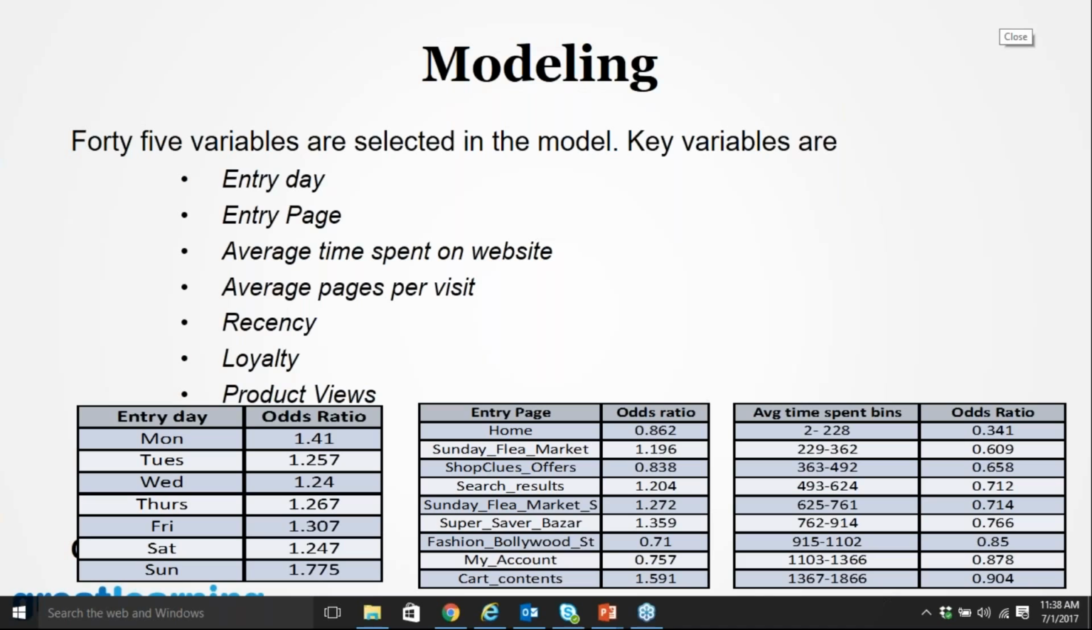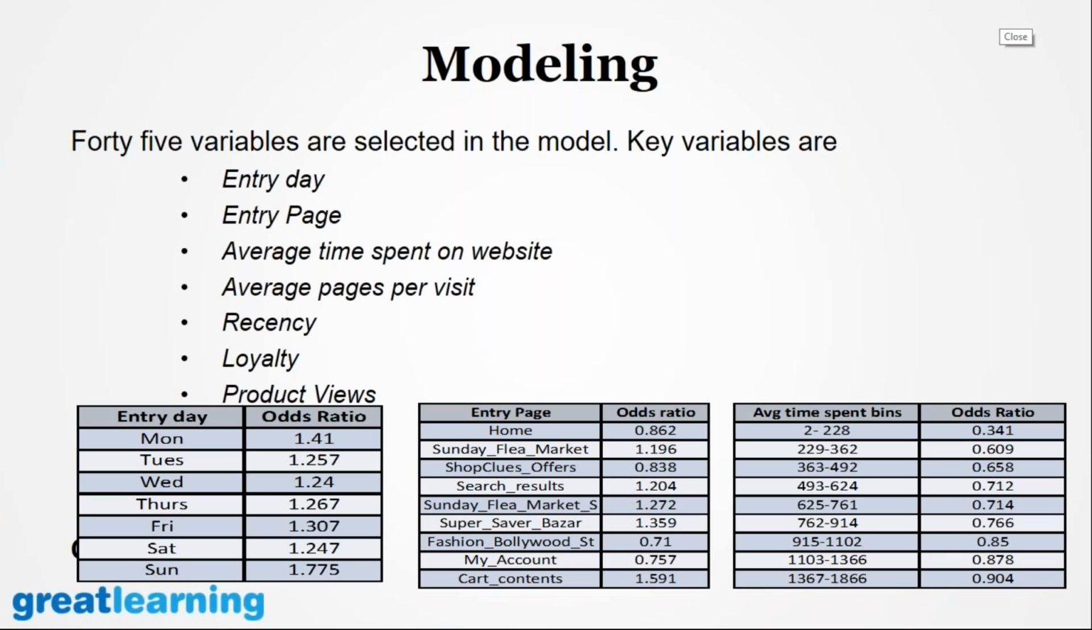Average time spent, out of these, what we see is 0.9. Although it's like 13767 to 1866 seconds. If a person is in that particular category, he's more likely to buy.